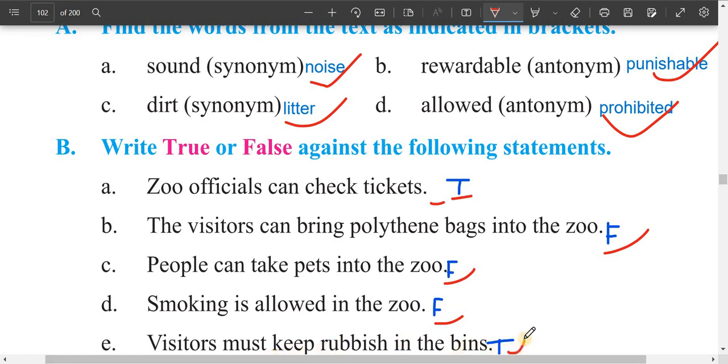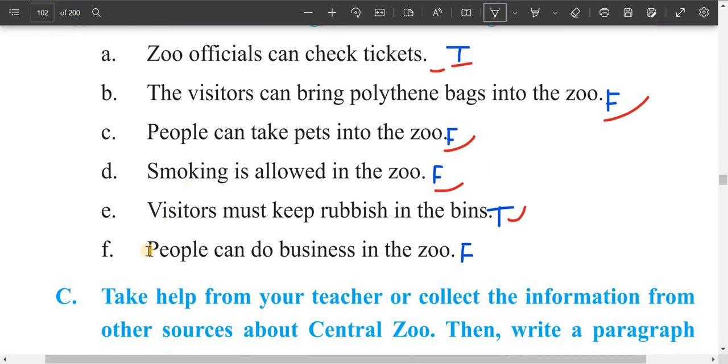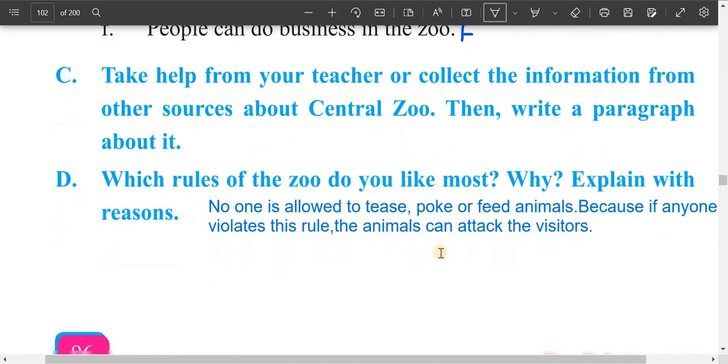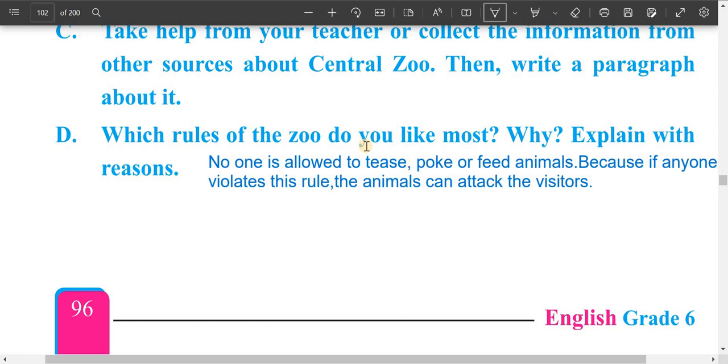This is also true. Now we'll do the next exercise, dear students. F is still there. People can do business in the zoo. This is also false. Now, which rules of the zoo do you like most? Why? Explain with the reasons.